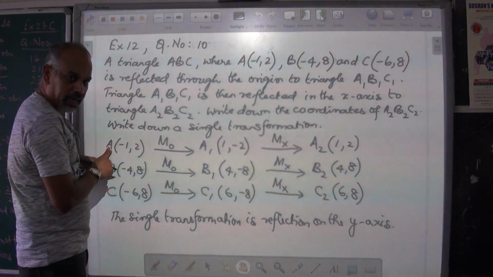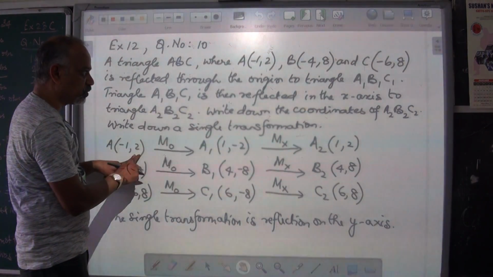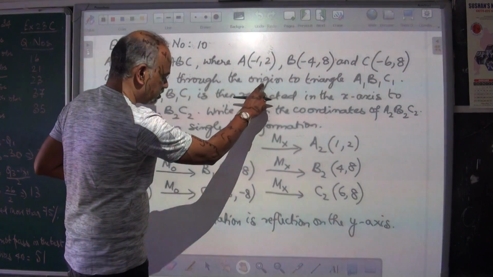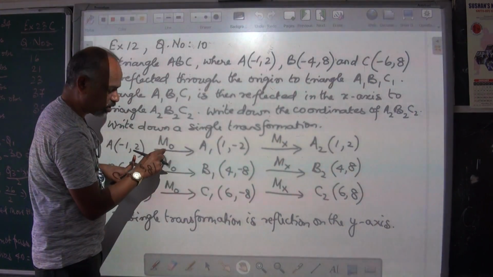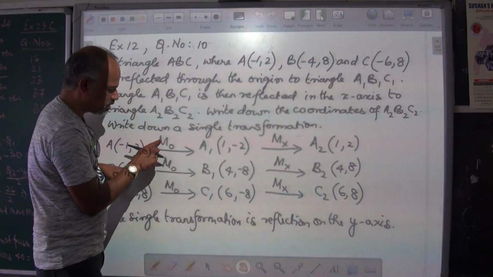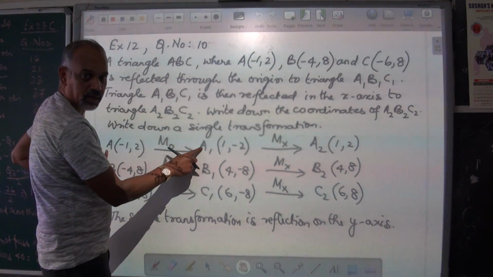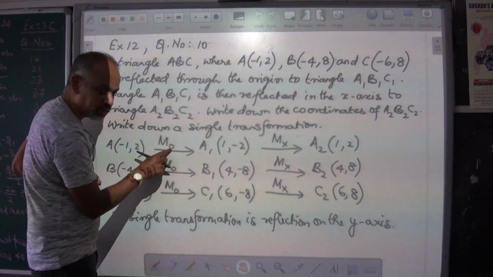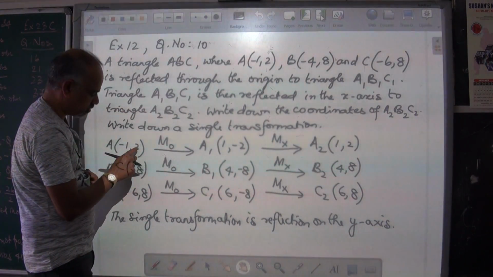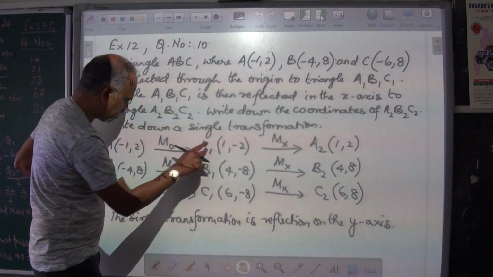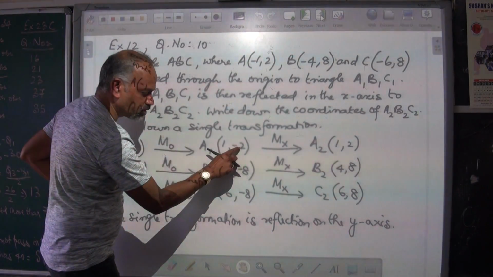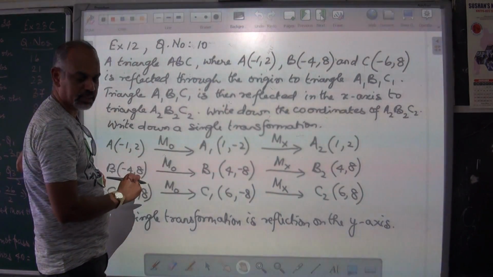A, whose coordinates are -1, 2, first is reflected in the origin. So I put an arrow and on top of the arrow I've written MO, means the mirror is the origin. A becomes A1. When you reflect any point in the origin, both the signs will change, which means -1 will become 1, 2 becomes -2. Both signs have changed.